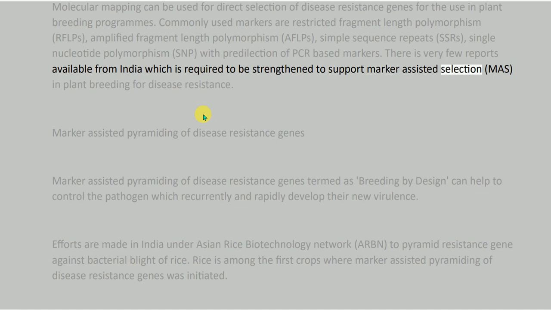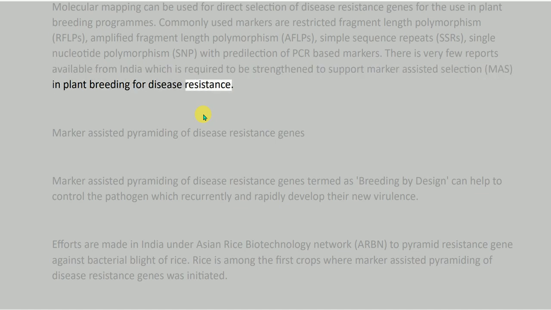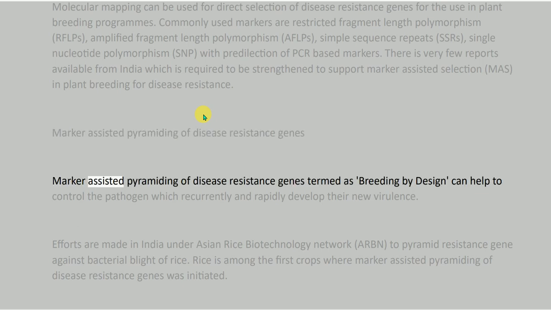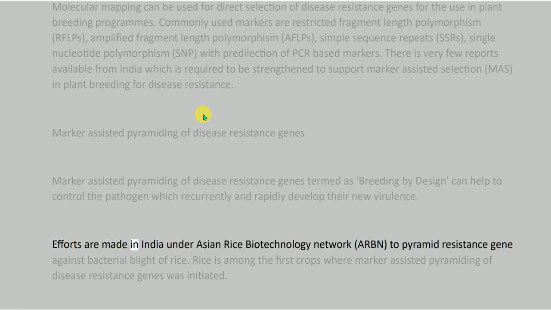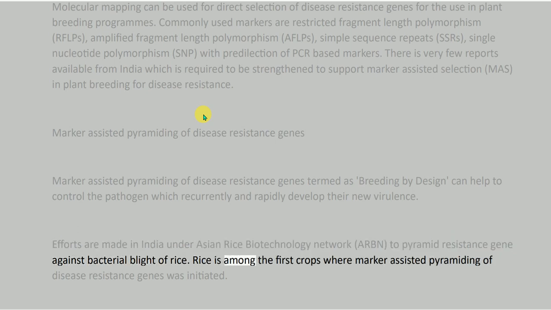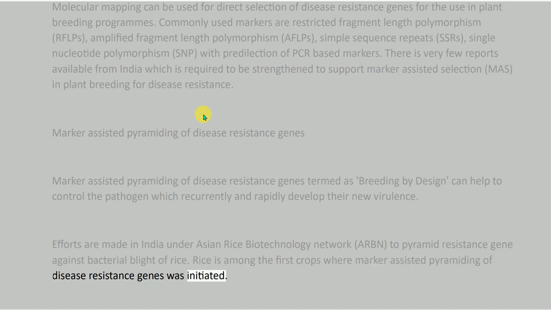Marker-assisted pyramiding of disease resistance genes. Marker-assisted pyramiding of disease resistance genes, termed as breeding by design, can help to control the pathogen which recurrently and rapidly develop their new virulence. Efforts are made in India under Asian Rice Biotechnology Network, ARBN, to pyramid resistance gene against bacterial blight of rice. Rice is among the first crops where marker-assisted pyramiding of disease resistance genes was initiated. Rice varieties developed by using MAS have now been released for commercial cultivation for the first time in India.